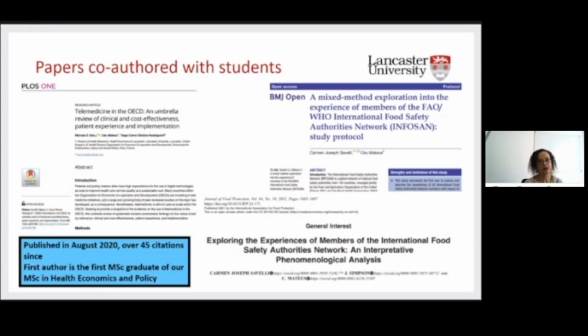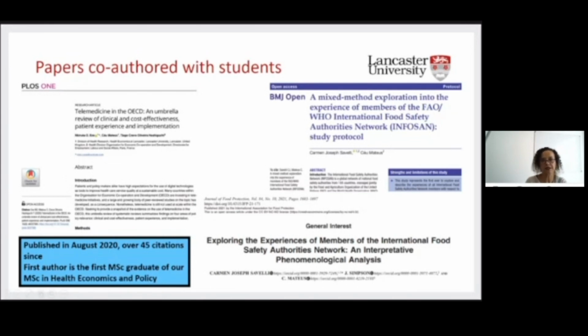Papers that I have co-authored, the students that I've supervised, I have here just a couple of examples of papers that have been published in the last 2 or 3 years. So I'm very proud of this paper that was published in August 20, that has already reached over 45 citations since it was published. First author is the first MSc graduate of our MSc in Health Economics and Policy, and this shows how we support our students into becoming researchers.